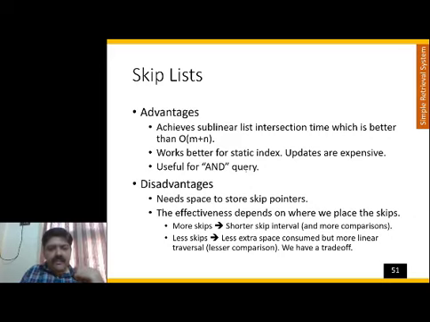The more skips you place, the shorter will become the skip interval. Therefore, you have to make more comparisons. And the whole point of doing the skip list is to reduce the number of comparisons. So we would not like to have more skips. But if you make fewer skips, then you use less extra space, so a smaller number of pointers are added to your list. But then you'll have to do more linear comparison in that case. So we have a trade-off here, and finding the right trade-off could be very tricky.